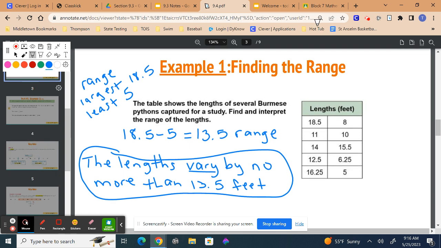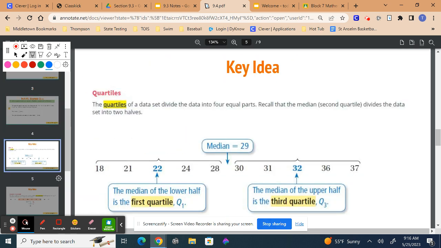Excellent. This is the part that my block 1 was saying was tricky. It's a lot of detail, but basically it's finding the median three different times. It's all about finding the median. So we're learning about quartiles. The quartiles of a data set divide the data into 4 equal parts. Recall that the median, which is also the second quartile, divides the data set into 2 halves.